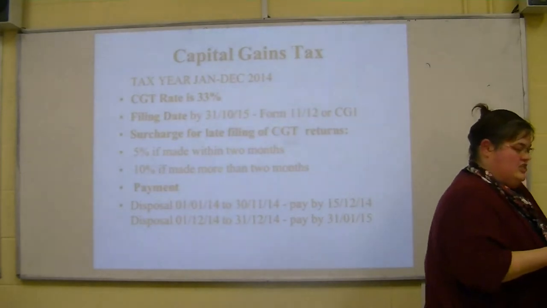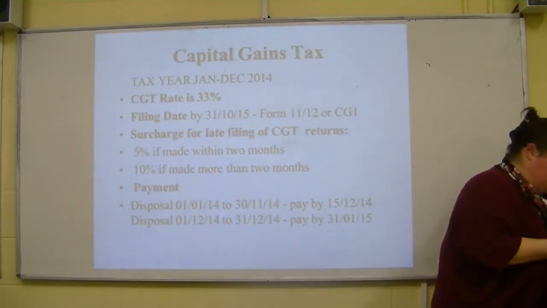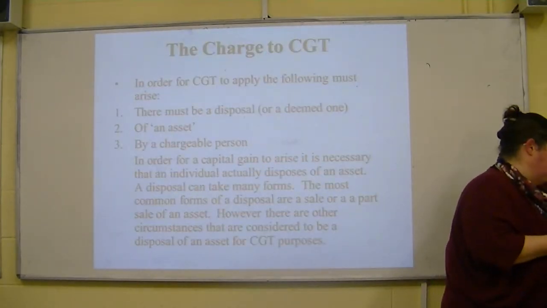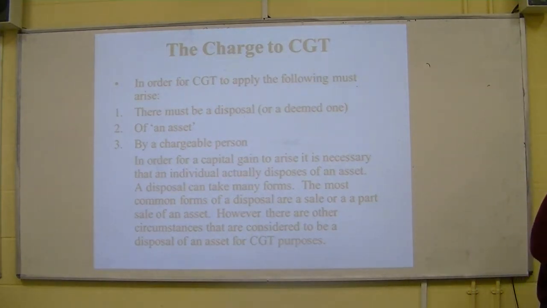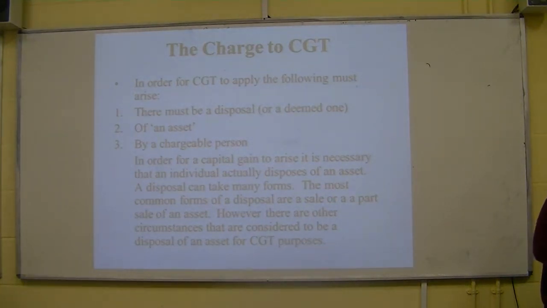Okay, the charge of CGT then. In order for CGT to apply, the following must arise. There must be a disposal of an asset by a chargeable person. So in order for capital gain to arise, it's necessary that an individual actually dispose of an asset. A disposal can take many forms. The most common form of disposal is a sale or a part sale of an asset. However, there are other circumstances that are considered to be a disposal of an asset for CGT purposes.